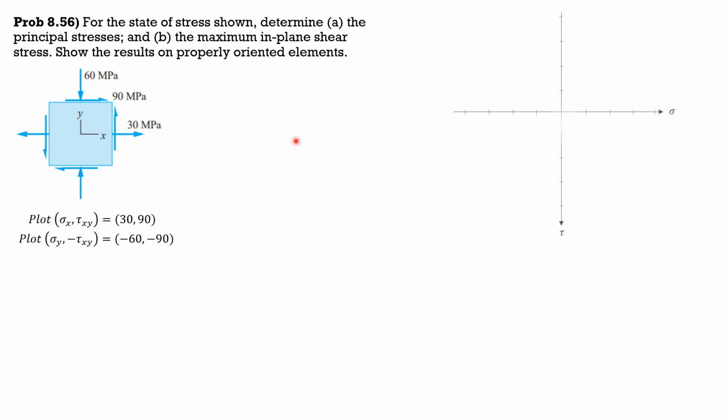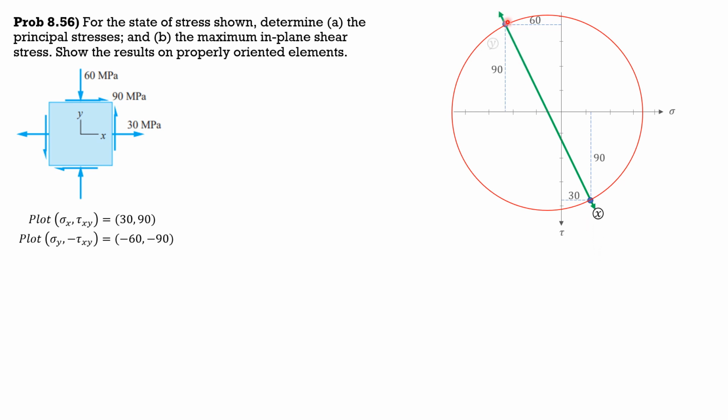Assuming its grid again is 25 megapascals, so positive 30 comma positive 90 would be up here. Then negative 60 would be here, comma negative 90. Then the Mohr circle. This is the first point plotted, so this is the x-axis and that's the y-axis.